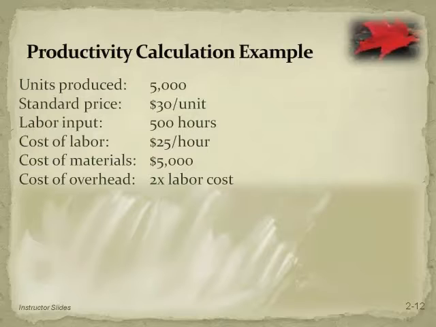So in this example shown on this slide, we produced 5,000 units, and the selling price for those units was $30 per unit. What was required in order to produce those 5,000 units was 500 labor hours. The cost of each labor hour was $25. We also had some material costs that were involved, and that value was $5,000. And we have some overhead costs, and our accounting department has told us that our overhead costs are essentially twice our labor costs. So what would be the multi-factor productivity for this given set of data?